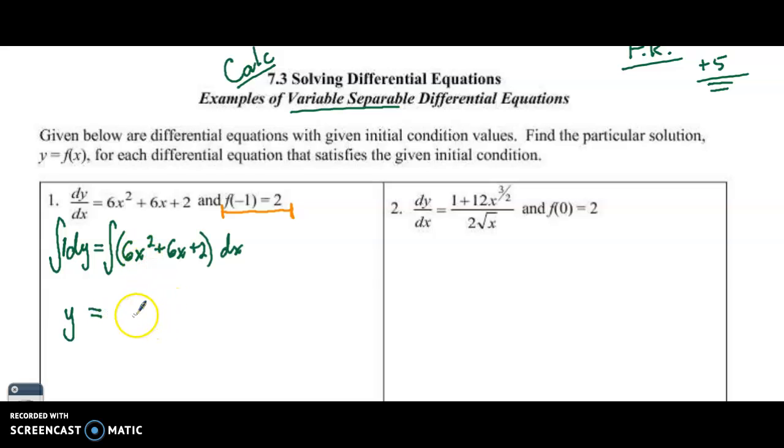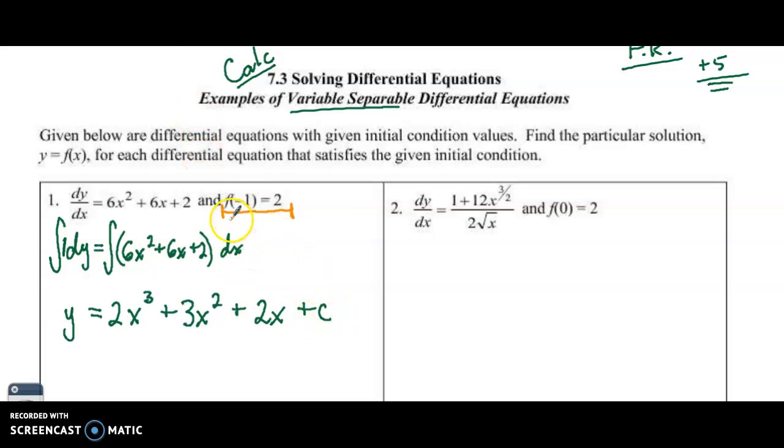And then on the right side, just remember we add 1 to the exponent and we divide by that new exponent. 6 divided by 3 would give me 2. Add 1 to your exponent and divide by that new exponent. 6 divided by 2 is 3. Plus 2x, and don't forget about plus c. And you can double check that this is right, because the derivative of 2x cubed is 6x squared. The derivative of 3x squared is 6x. The derivative of 2x is 2. And the derivative of a constant is 0.